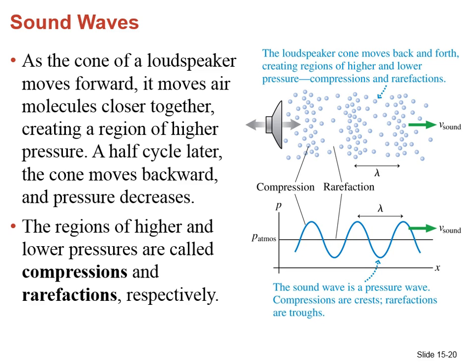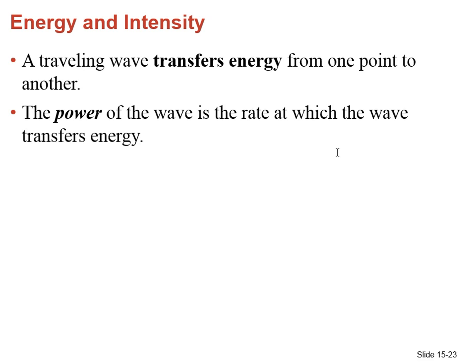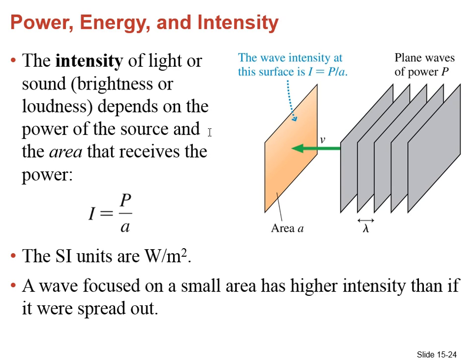Sound and light waves, I already said sound waves are compressions and rarefactions where the pressure changes. Light and electromagnetic waves form the electromagnetic spectrum. Visible light is just a portion of that. Energy, just as we mentioned at the very beginning, a traveling wave transfers energy, and the power is the rate at which that wave transfers energy.